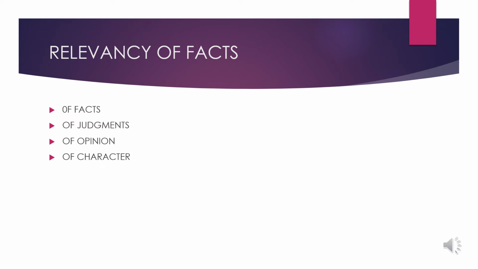Then the second thing, of judgments: when judgments become relevant. The third thing, of opinion: when the opinion of third persons becomes relevant. Third persons include experts and persons who have knowledge of a particular fact, etc. Then of character: when the character of the parties becomes relevant. These are all comprised in this part.